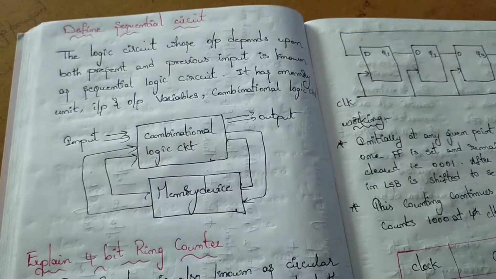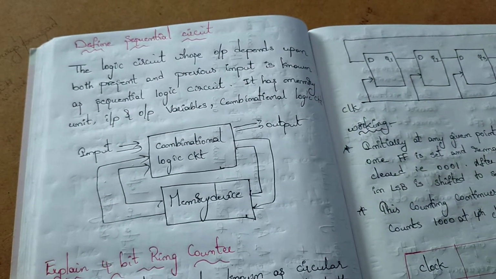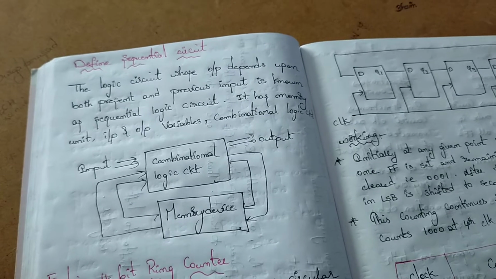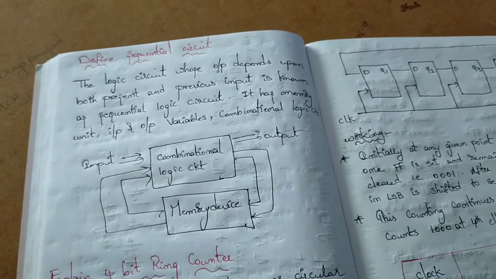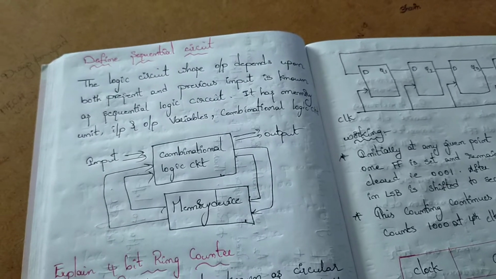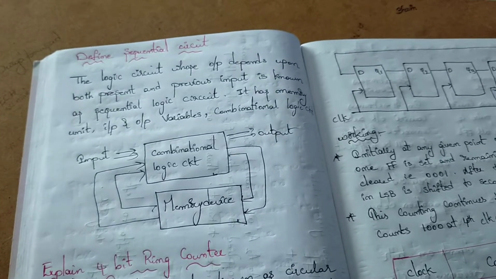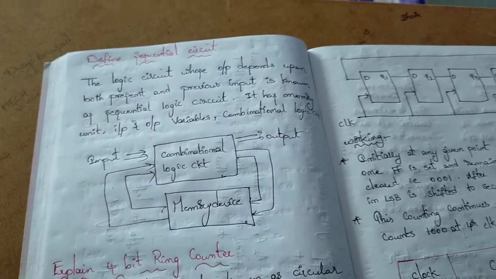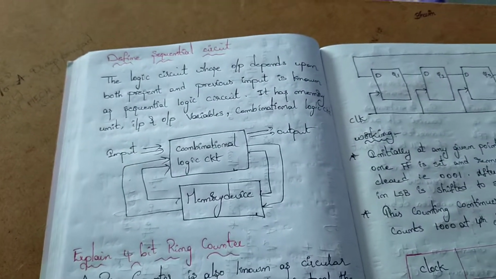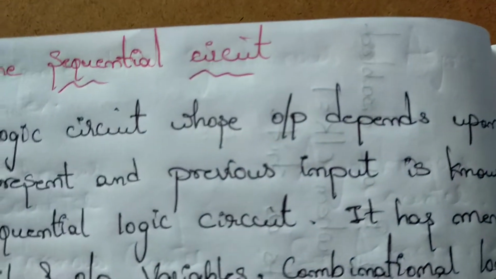So, in that, we already saw parallel adder, serial adder, encoders, decoders, multiplexer, demultiplexer, code converters, priority encoder, comparator, magnitude comparator, 2-bit magnitude comparator. All those we finished in our third unit, that is combinational circuits. So coming to our fourth unit, it is sequential circuits.